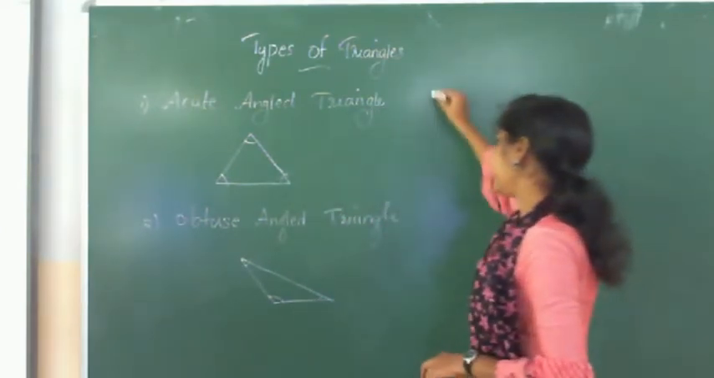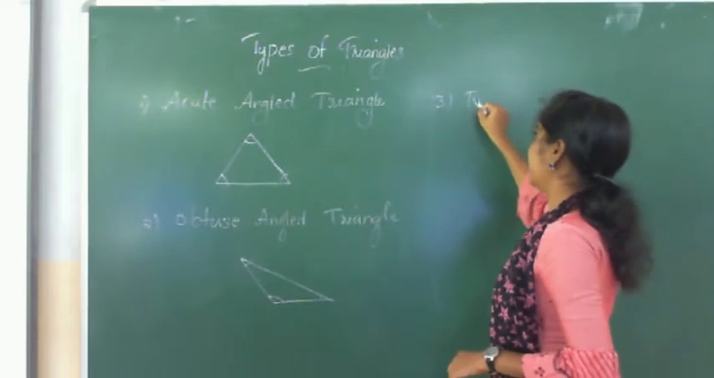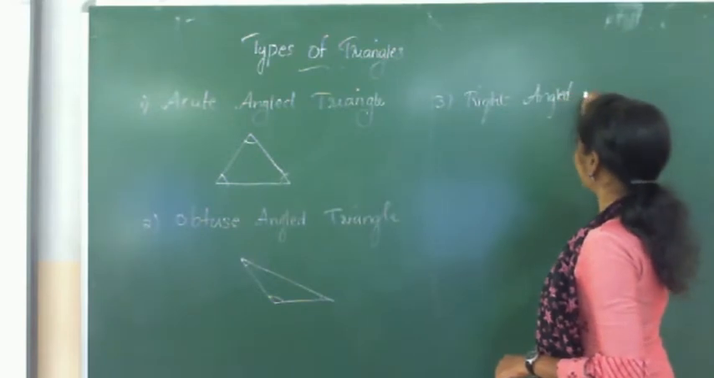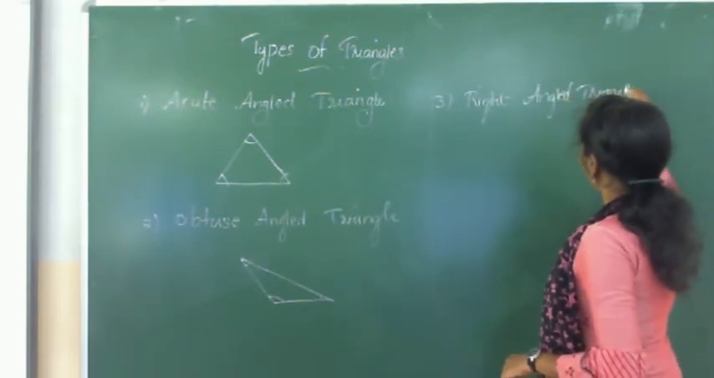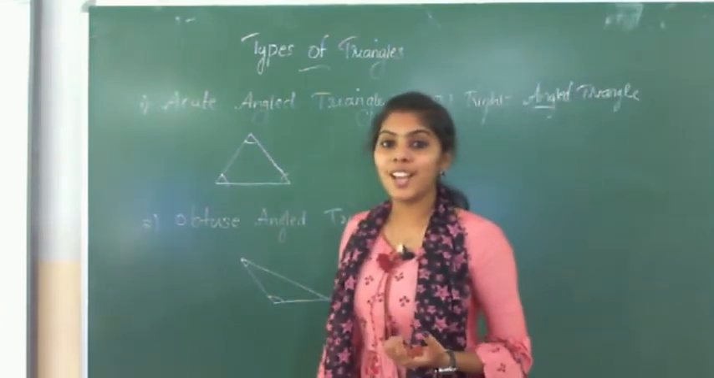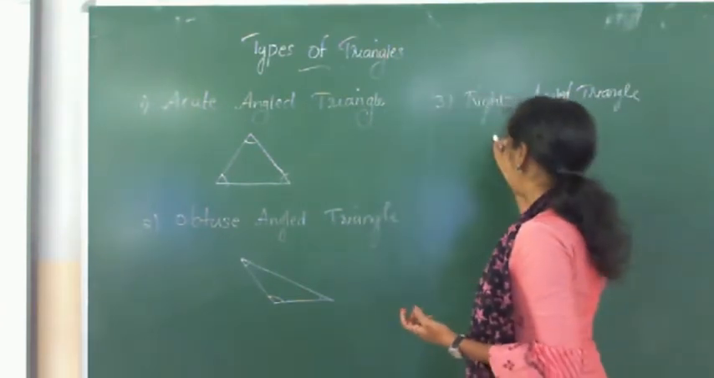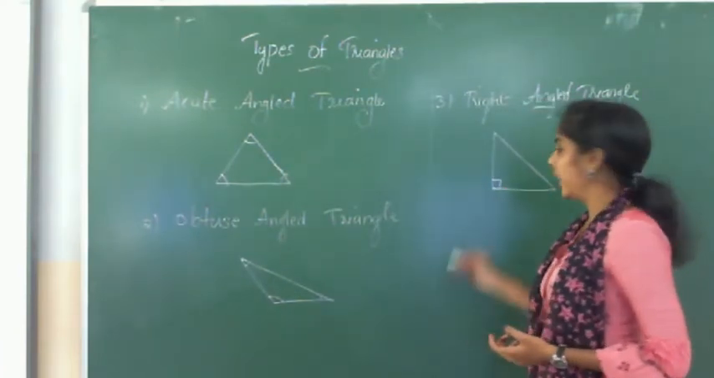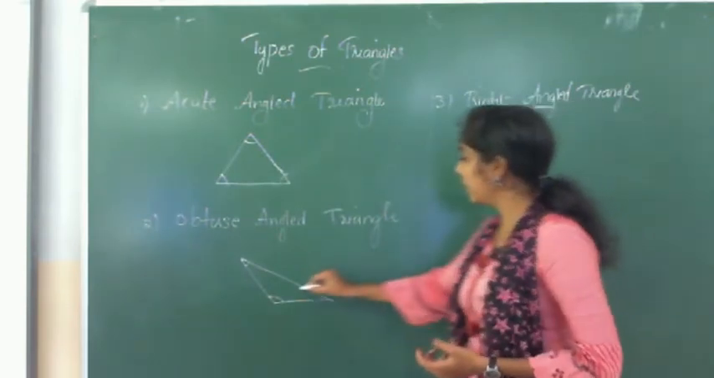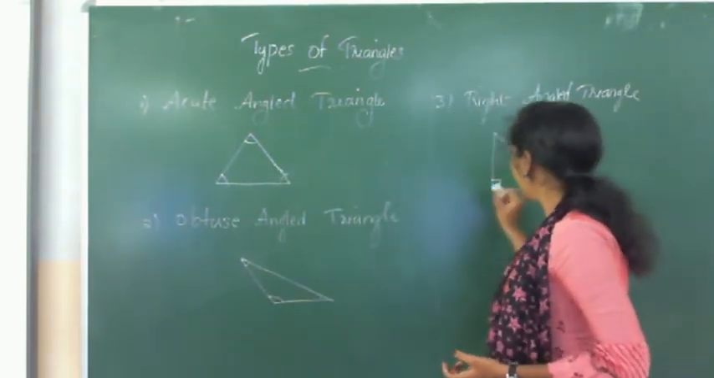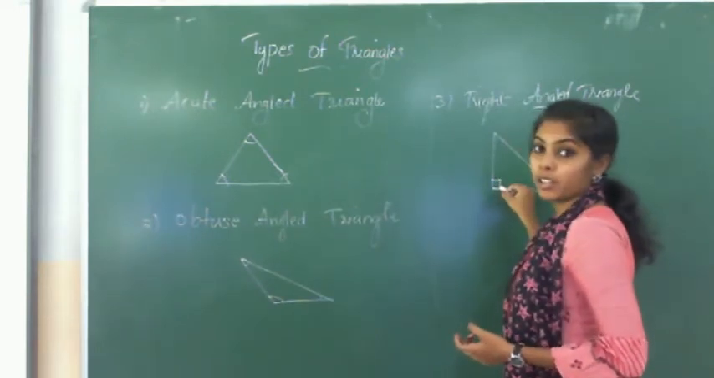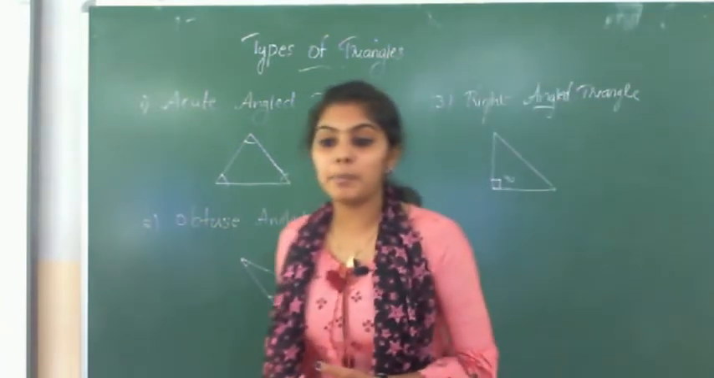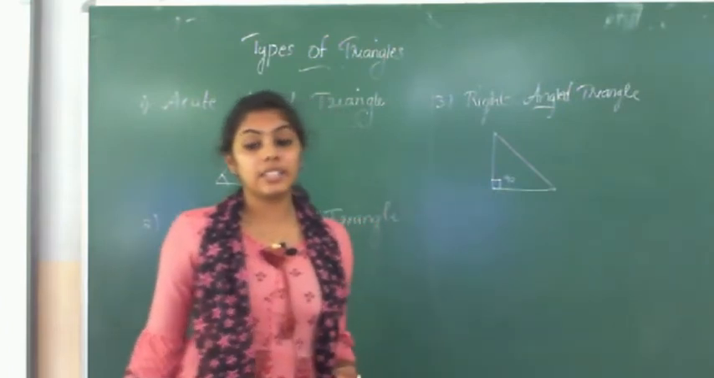Next one, right angled triangle. A right angled triangle means one angle should be a right angle. We will mark a right angle like this, drawn like a square. Then it is a right angle. So a right angled triangle means one angle should be 90 degrees.